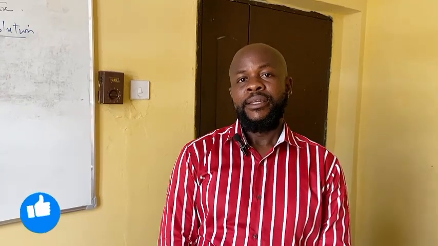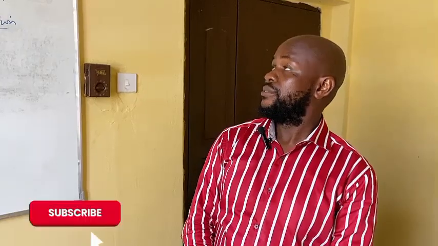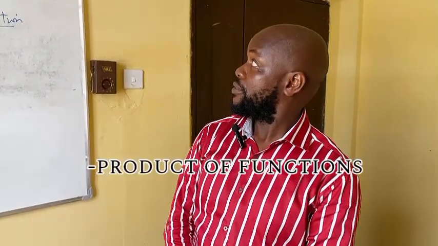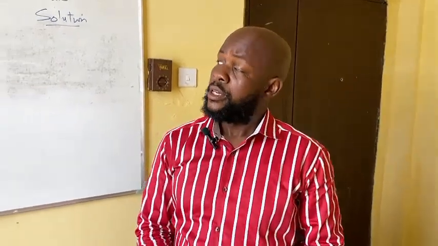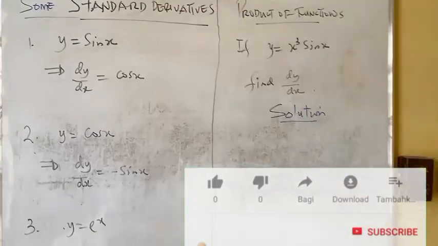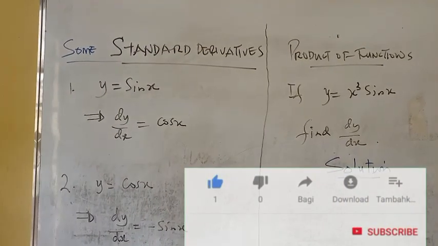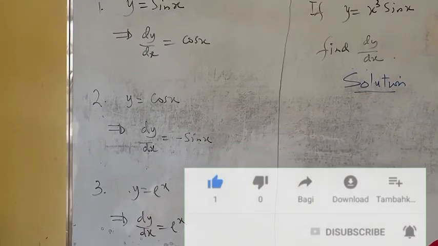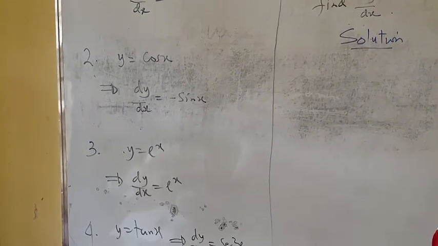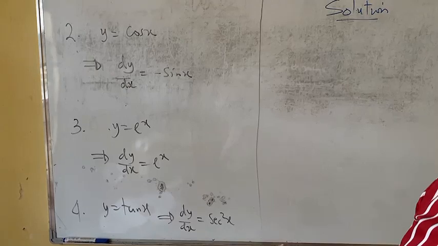Today we'll be talking about some standard derivatives that will help us understand how we can differentiate other kinds of functions we've not talked about, like products of functions, functions of functions, and quotients of functions, which we'll discuss in due course. Now we want to talk about some standard derivatives. There are some results that are already established, and these are the things I want to present to you. These results will help us further know how to differentiate some functions.